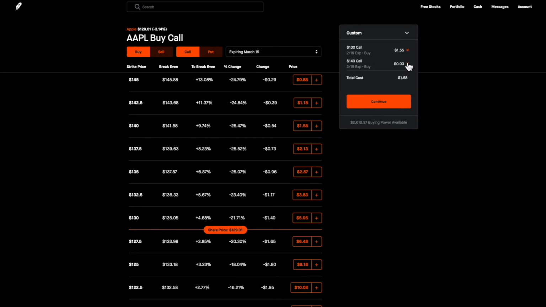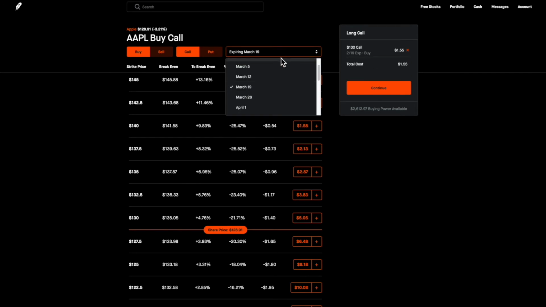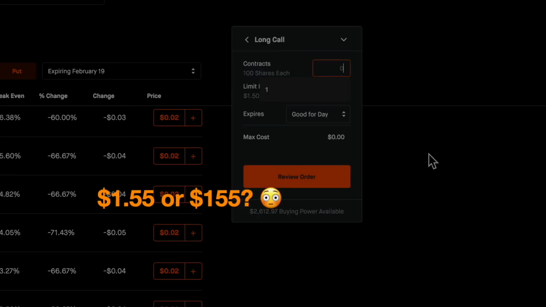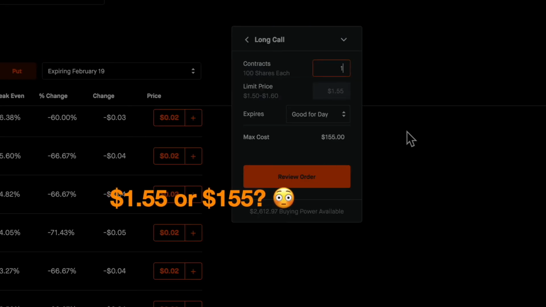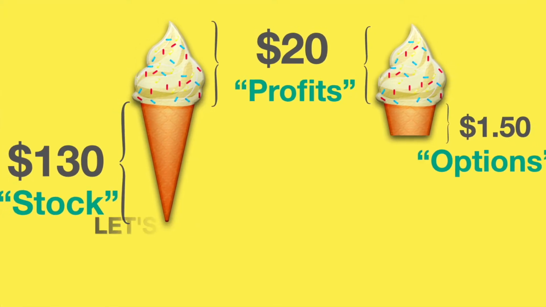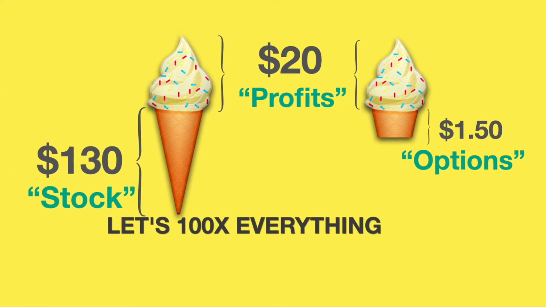Let's cancel these and try to buy the one for the 19th. When I try to place an order, you might notice that it'll ask me for 155. This is because options are always dealt in multiples of 100. So let's go ahead and multiply everything by 100 in our previous example.